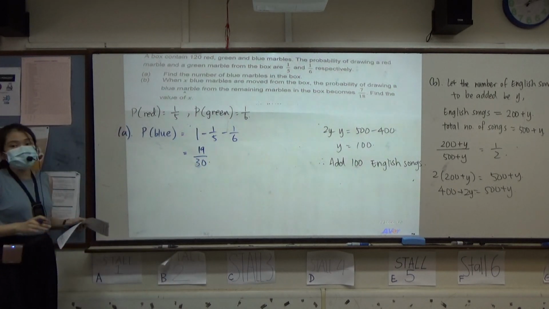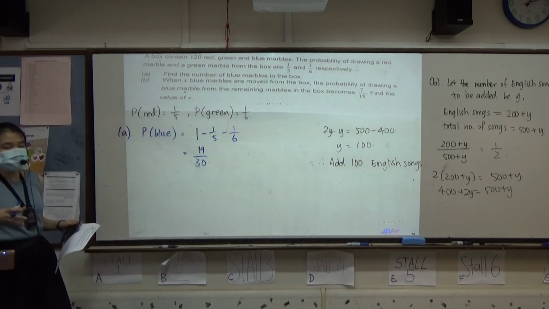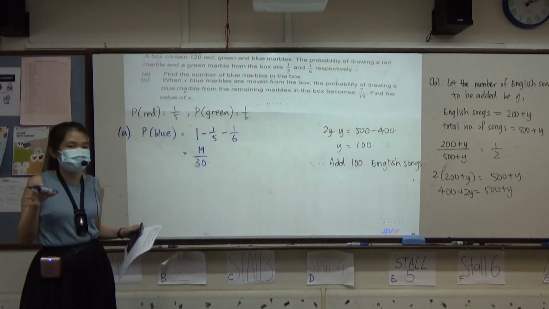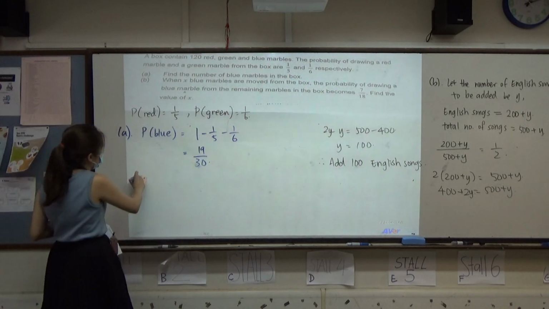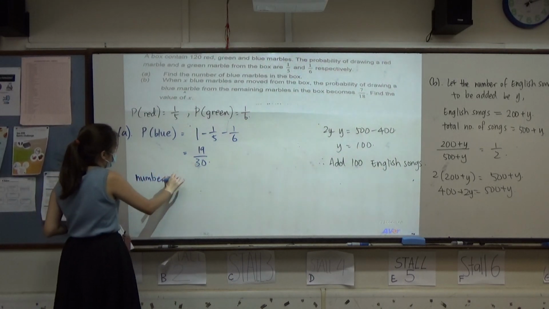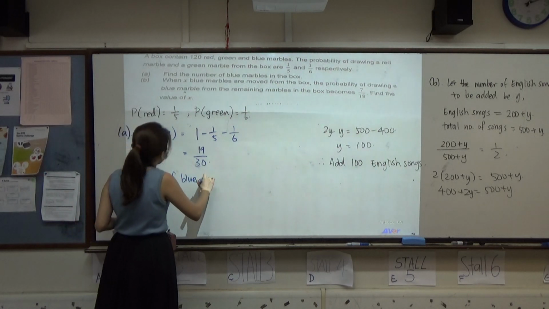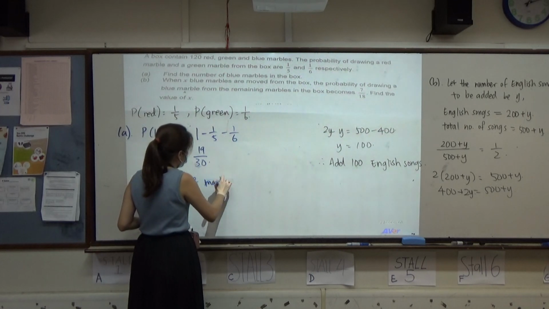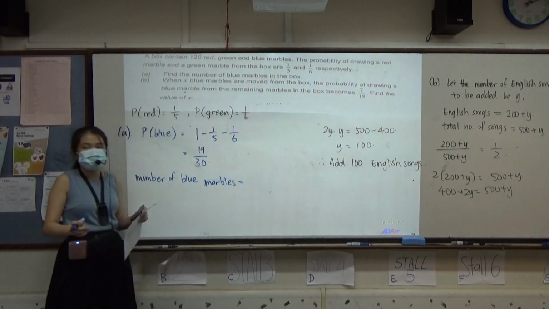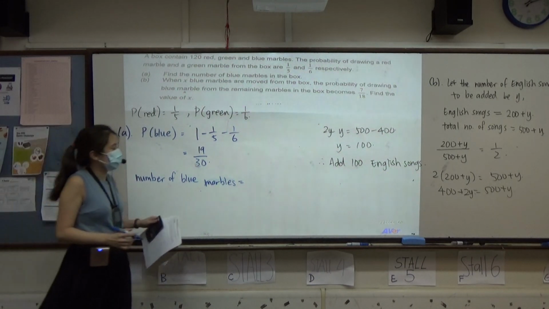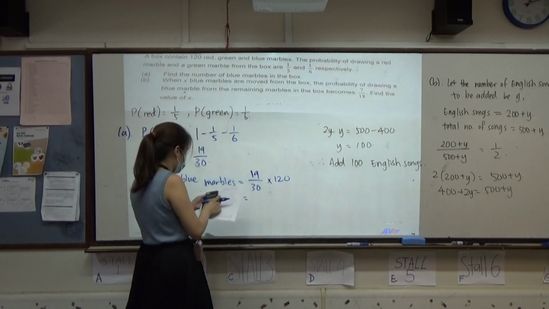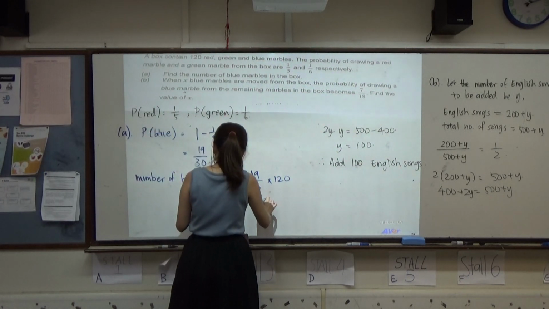Yesterday we said that the probability is actually a representation of the proportion of the number of marbles in the box. So how do I find the number of blue marbles in the box? What can we do with the 19 over 30? Times 120. We take 19 over 30 times 120, and we will get 76.